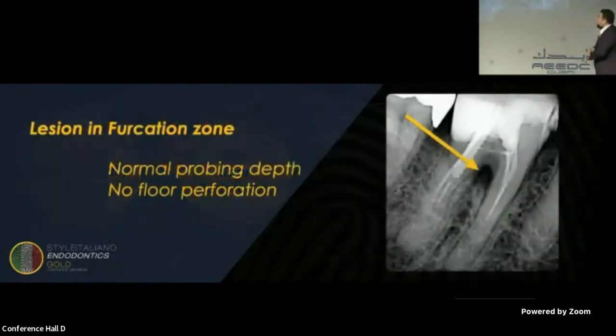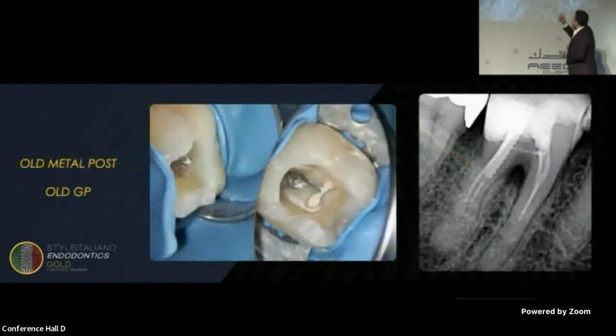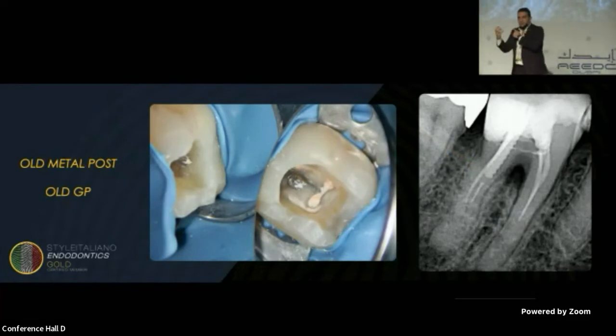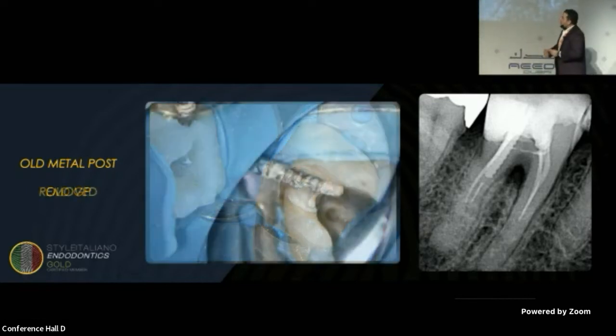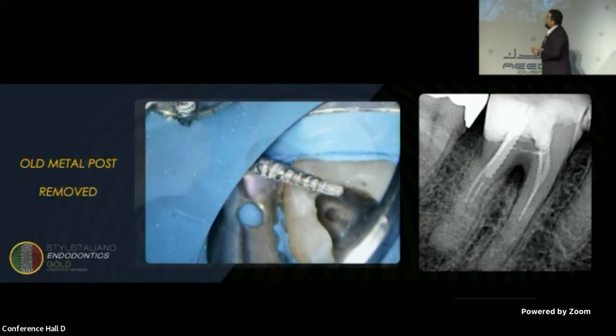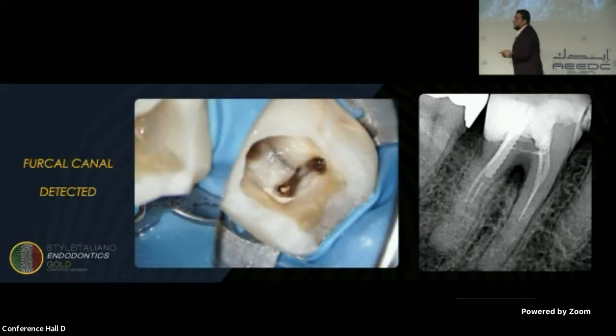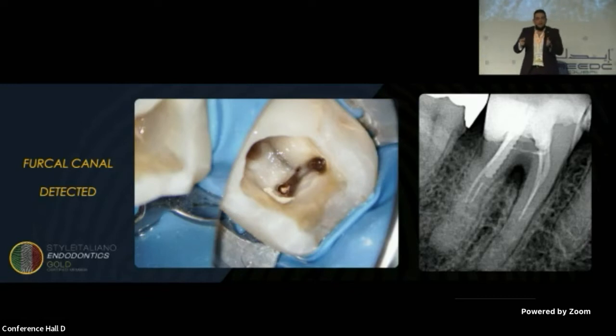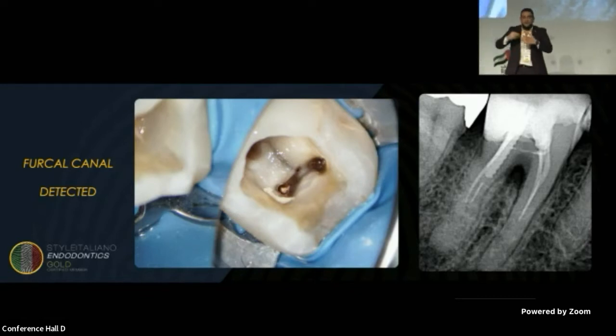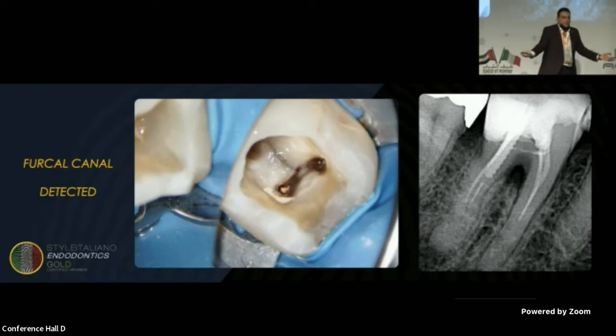But let me share with you this case. Here I have a lesion below the floor in the furcation area. So I anticipated the presence of a lateral canal toward that side. I started to remove the metal post. I also removed the old Gutta-percha, and here what I notice is the furcation canal emerging from the floor. Some might see this as a perforation, right? You might consider it a perforation or a mid-mesial canal, but this is normal anatomy because I already have a dark line connecting between the main canals and that anatomy.